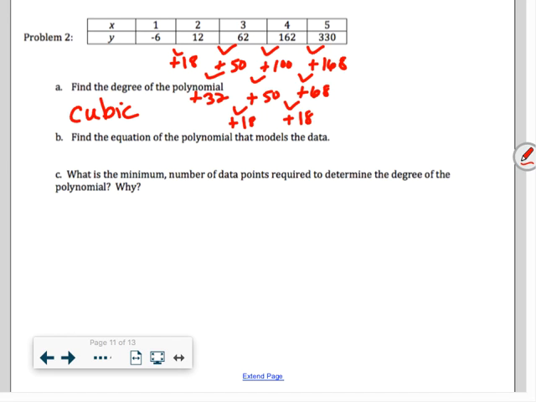Are you getting that it's cubic? Are you getting a 3rd degree? Okay, awesome. Keep in mind, if I just gave you a sequence, I don't have to give you 1, 2, 3, 4, 5, 6, because those are implied.